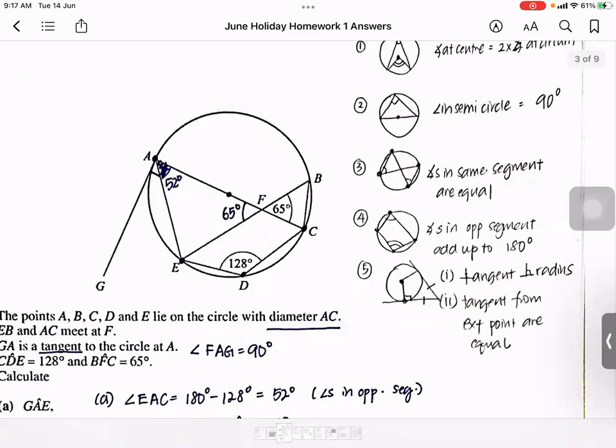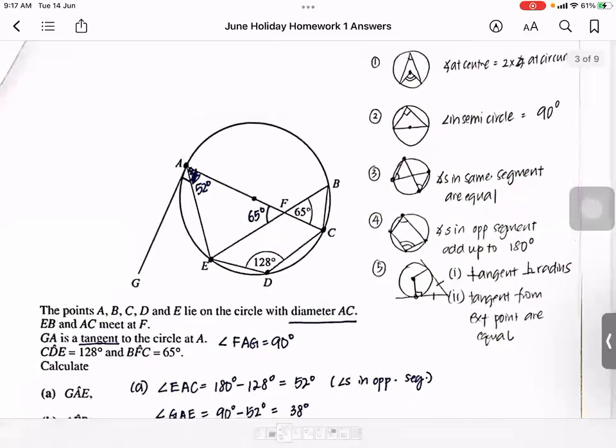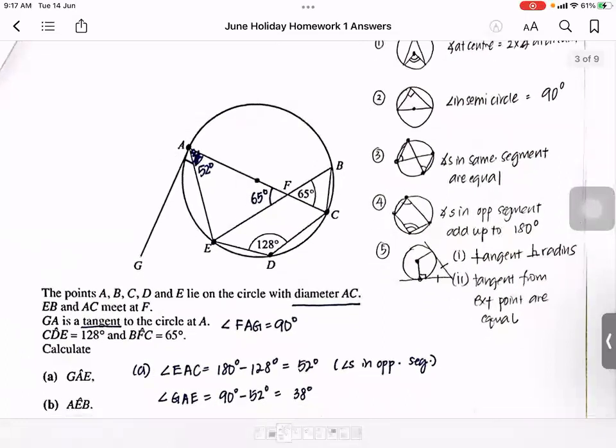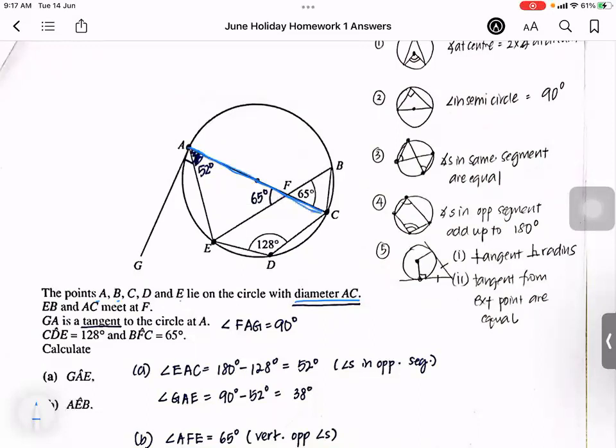First, we need to take a look at the diagram and look for some important things. The question already says A, B, C, D, and E lie on the circle with diameter AC. Diameter means we'll have 90 degrees in a semicircle. But in this case, does my diagram look like there is any semicircle? No, right? They only tell me this is the diameter, so they don't give me 90 degrees. That means the concept of angles in a semicircle is 90 degrees, this one we don't need to use.